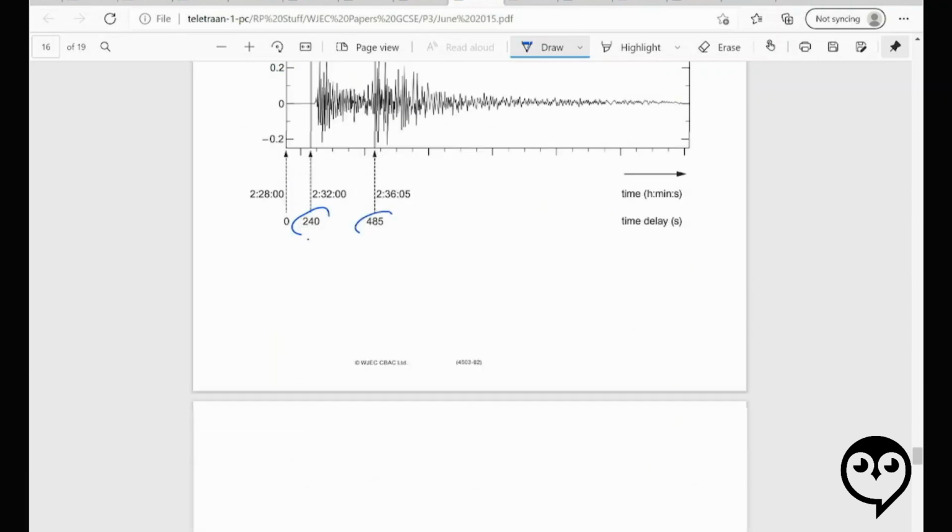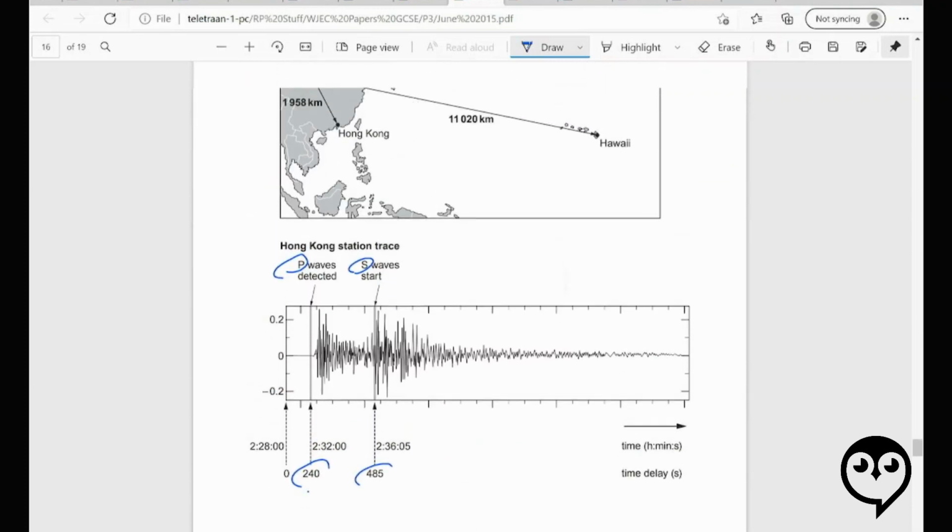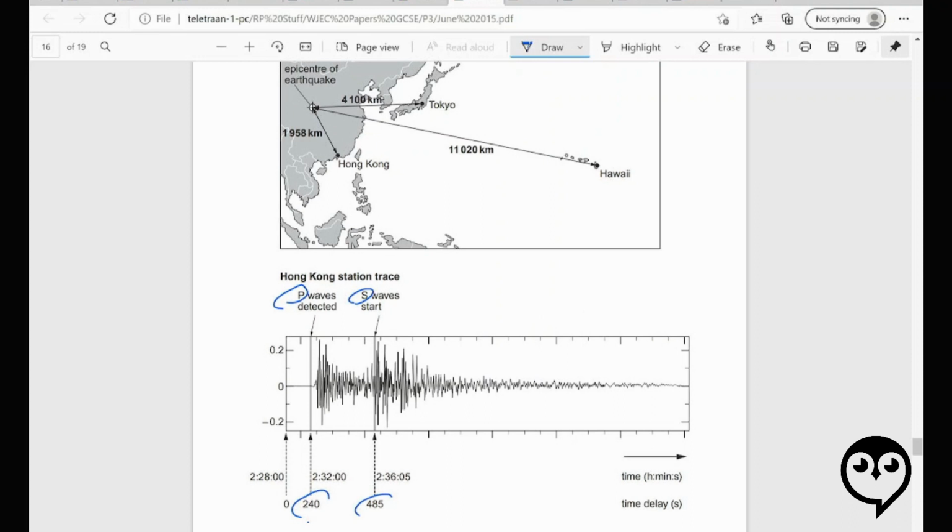So, what's the question? Use the information to answer the following question, right? So there should be an equation. Calculate the speed of the P waves traveling from the epicenter to Hong Kong. Okay, right. Well, the speed's going to be the, I'm going to write it up here.